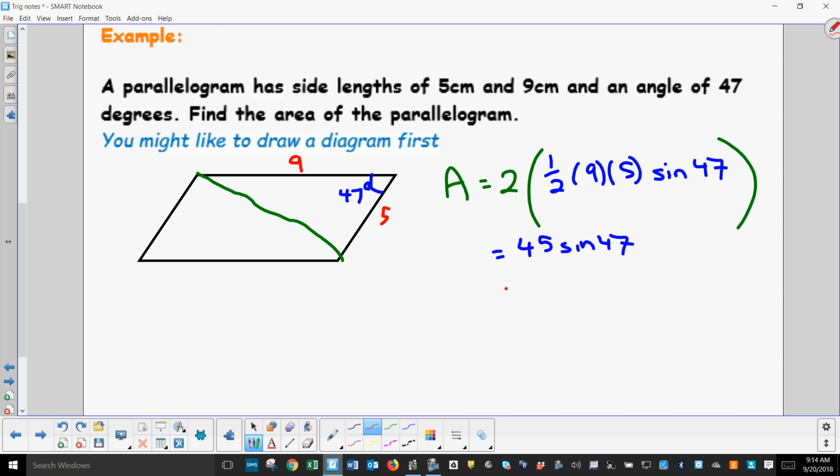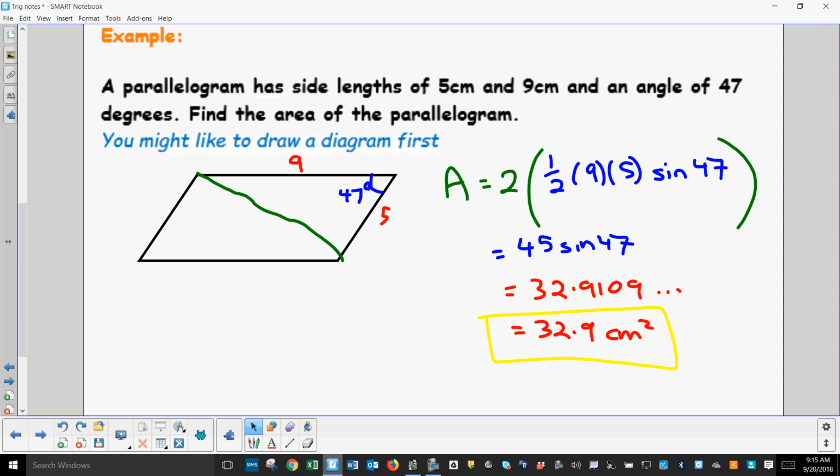What's our unrounded answer? 32.9116. Lost it. 32.9. Do we have any? Oh, we do. Do you have any space down the bottom? Don't worry if you don't have space.